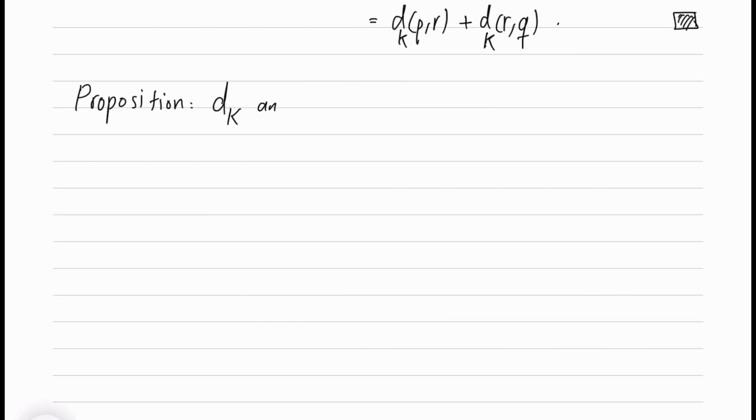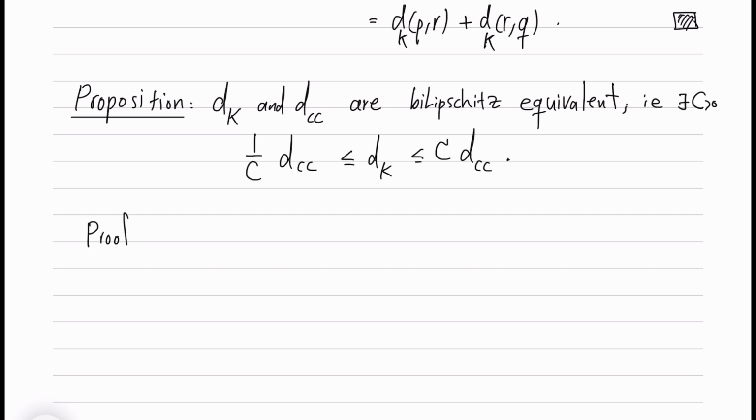dk and dcc are bi-Lipschitz equivalent. And this is not just locally, but globally so. Basically the proof is that both of them are left invariant, and then when you compare the distance to 0, we had the initial lemma that they are comparable.